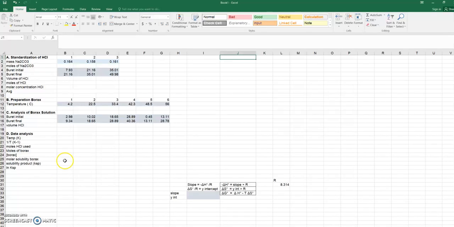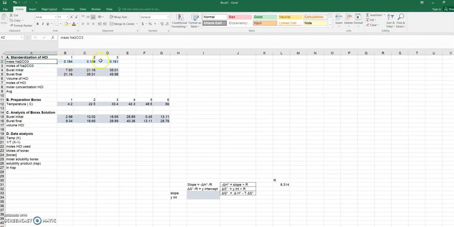Okay, so to get your spreadsheet set up, I would suggest setting it up just like this. It would make things go a lot easier. So I just have these different parts of the experiment laid out. So this is the mass that you would have entered in, or that you measured out for your sodium carbonate.